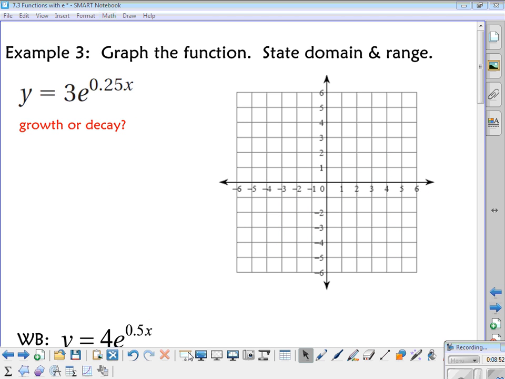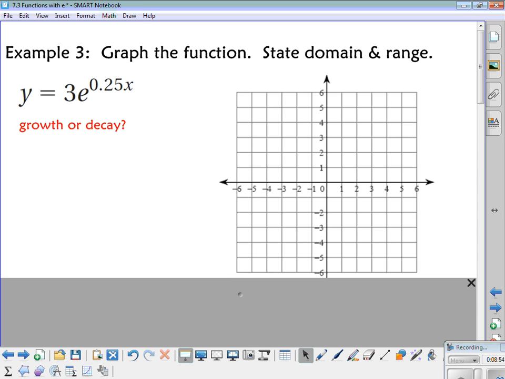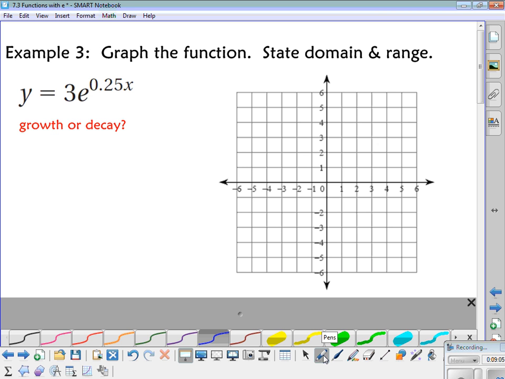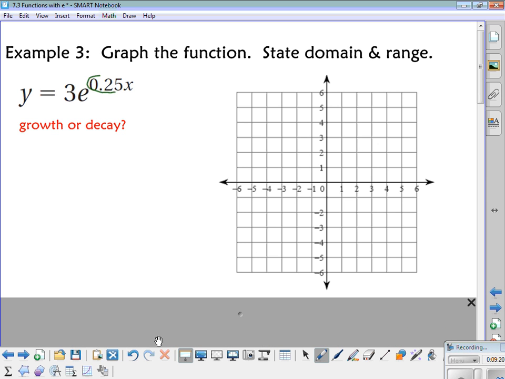All right, so let's look at this first example here. I've got y equals 3e to the 0.25x. First of all, do you think this one's going to be growth or decay? Decay. Growth. Be careful. No, it's growth. How did we decide whether it was growth or decay with this one? The base is 2.71 and so on. But for this one we're using r, aren't we? Yes, so that is a positive number, so it's growth.